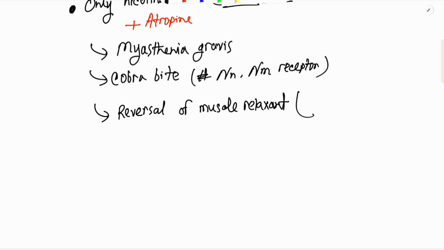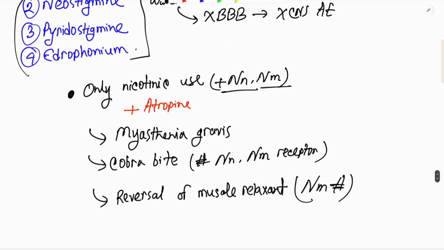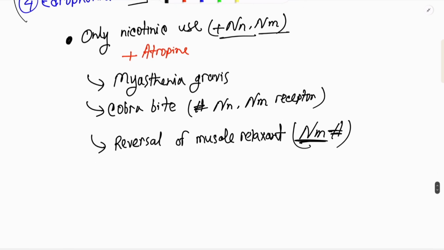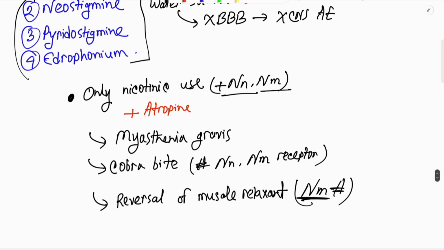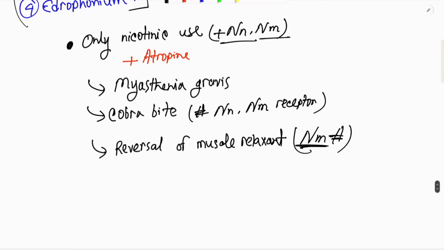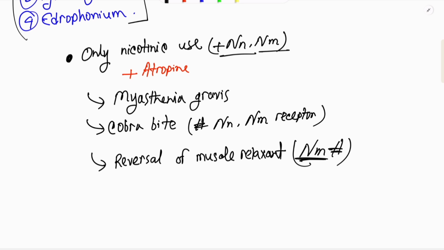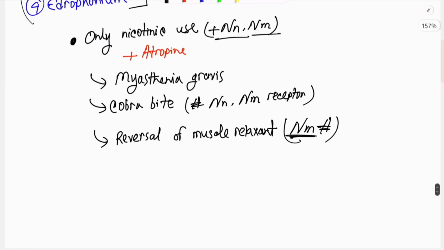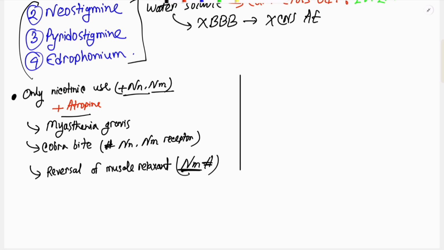Actually, what does muscle relaxant do? Muscle relaxant blocks or overstimulates the NM receptor. So by giving a stimulator like neostigmine, pyridostigmine, or atracurium, we can reverse the effect of muscle relaxant drugs. These drugs are regularly used after anesthesia or surgery to reverse the effect of anesthetic drugs, which cause muscle relaxation during the surgery. And now, if we do not use atropine with it, what will happen?